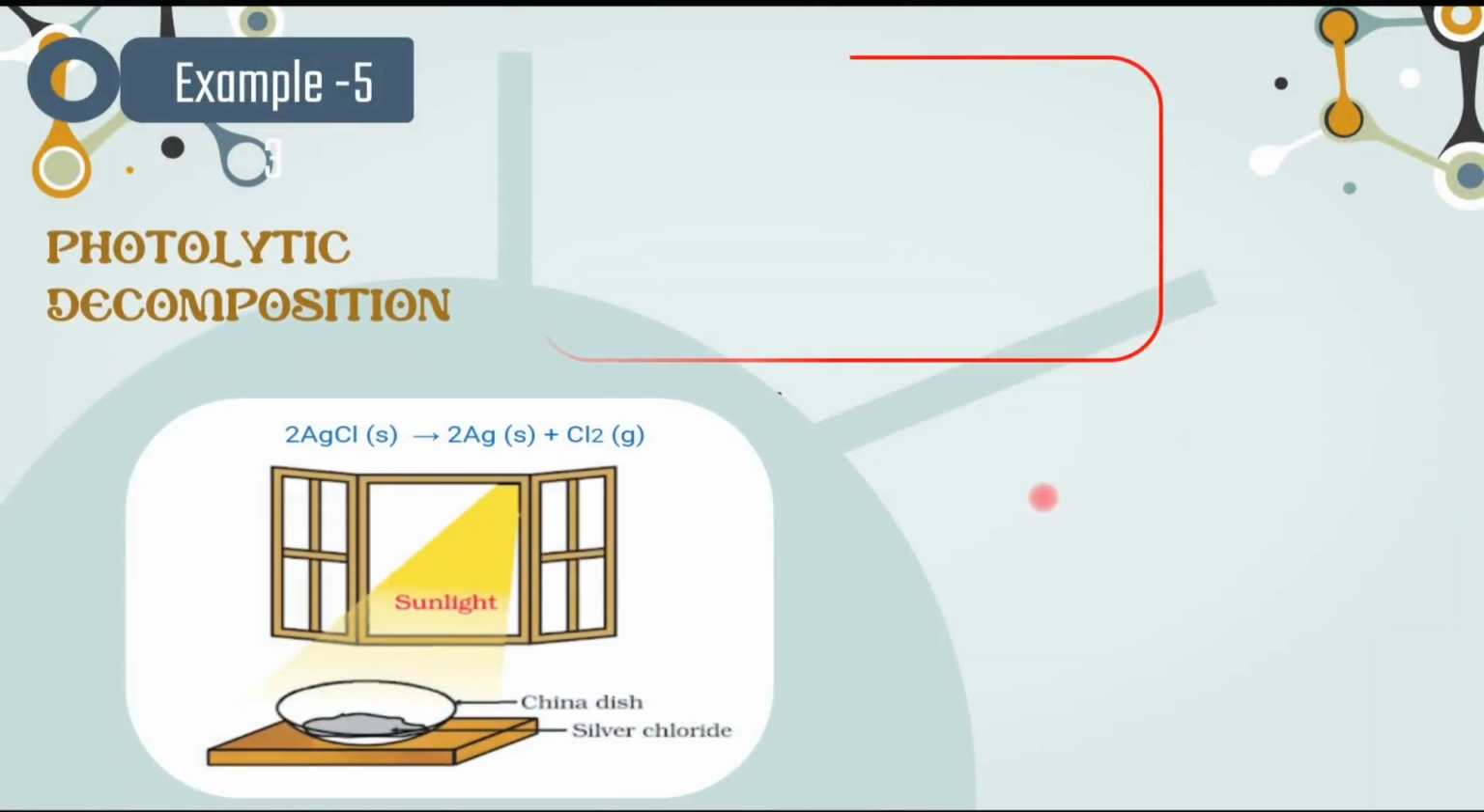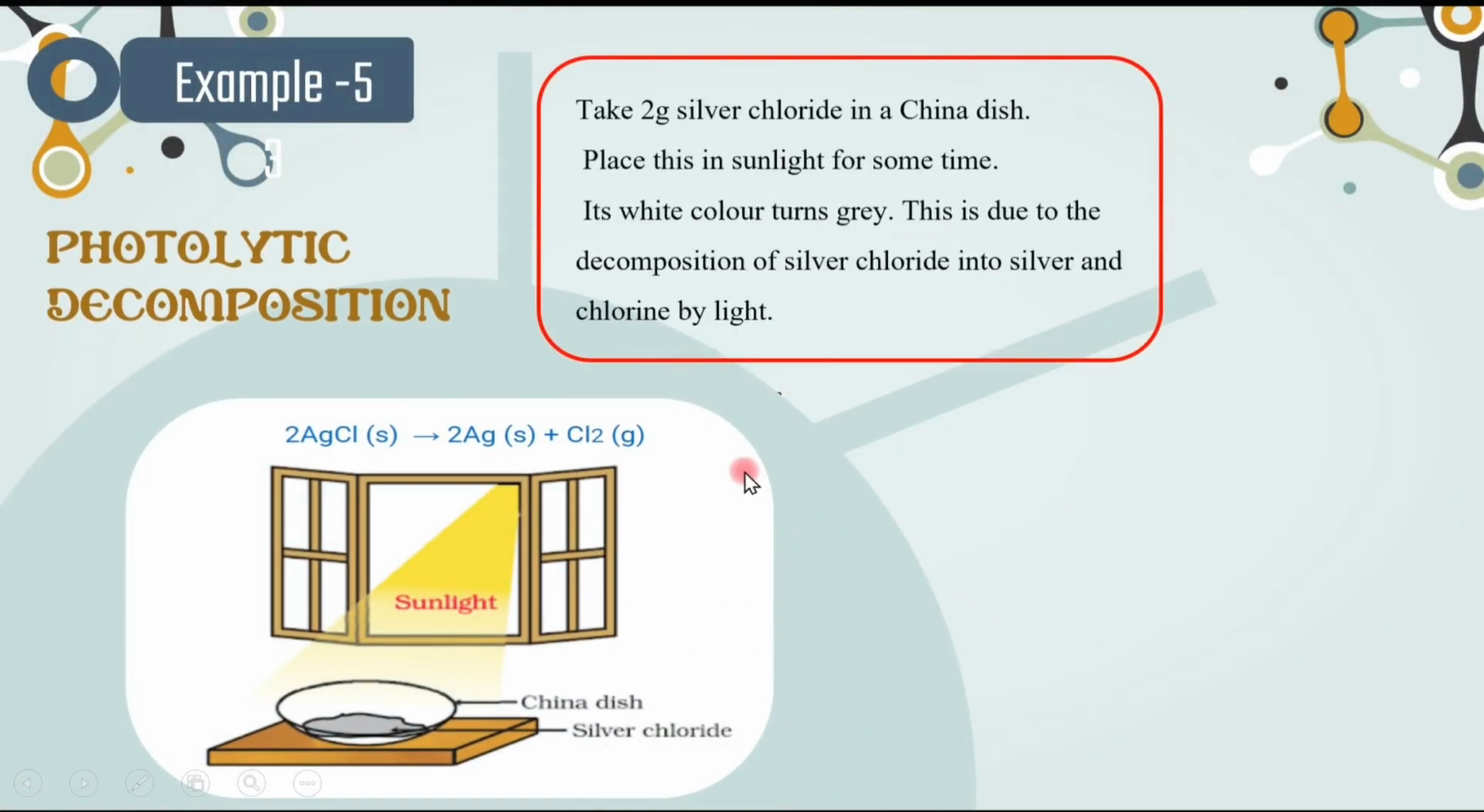Example 5, that is photolytic decomposition. What is photolytic decomposition? In this type of decomposition, the reactants undergo decomposition in the presence of light and break down into respective products. In this experiment, you have to take 2 gram of silver chloride in a china dish. Then place the china dish containing silver chloride in sunlight for a few days.